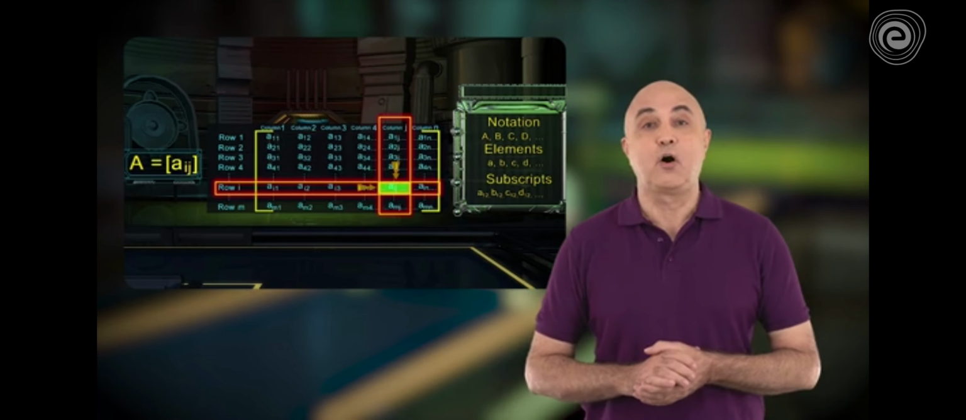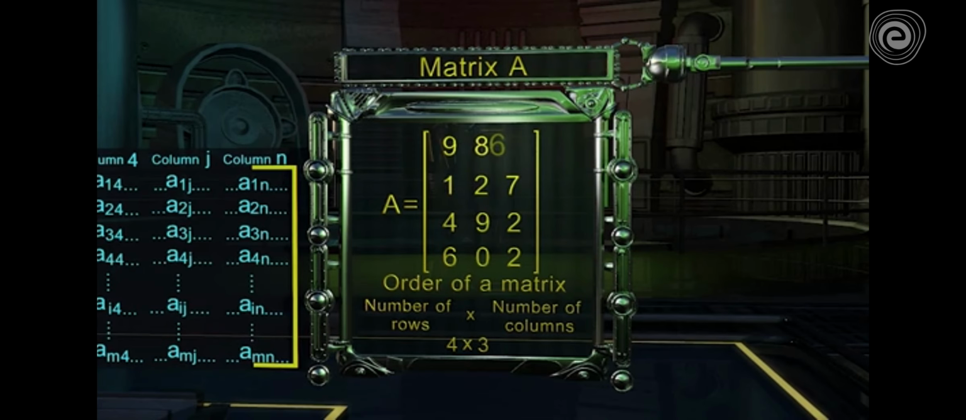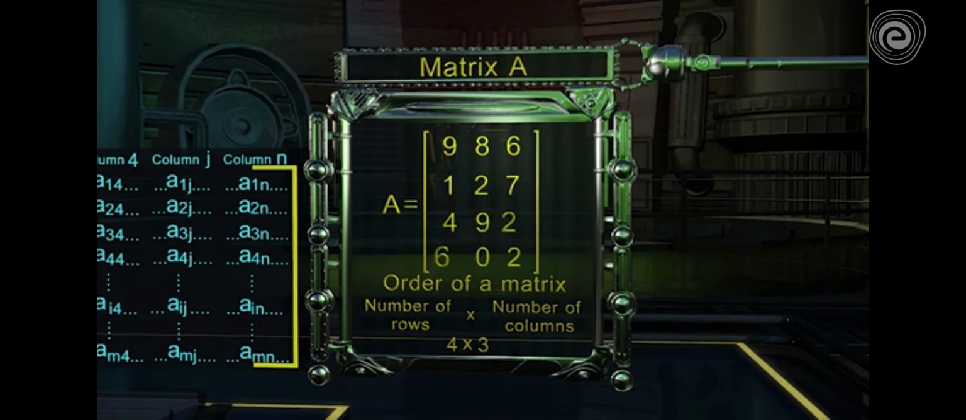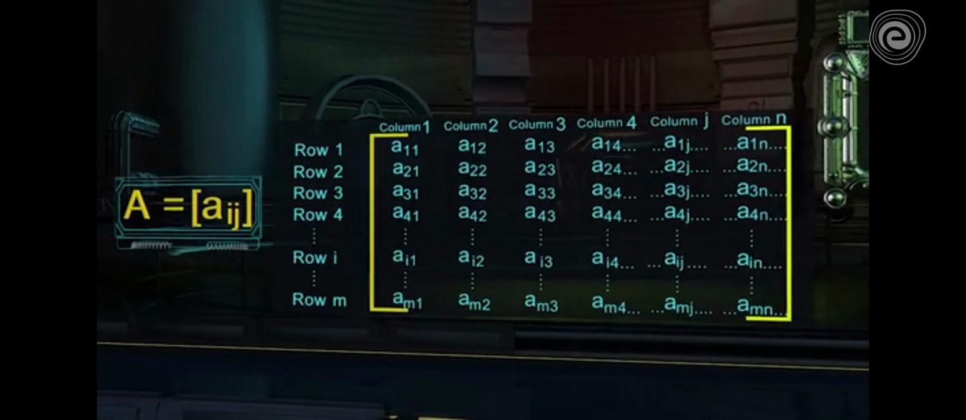For example, matrix A. An alternative notation uses large parentheses instead of box brackets. Since matrix A has 4 rows and 3 columns, we can say matrix A is of the order 4 by 3 and is written as 4×3. Thus, the order of a matrix is given by number of rows by number of columns. We also notice that in this case, the matrix has 12 elements.